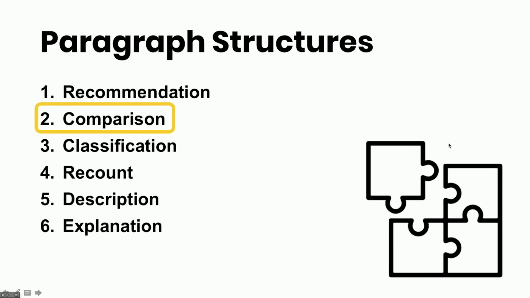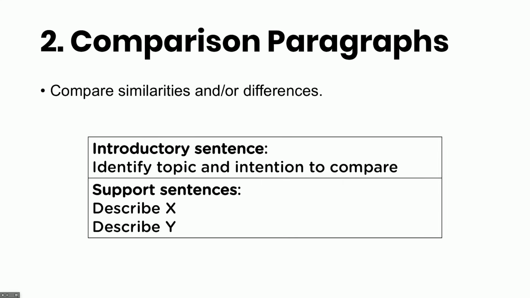Let's now look at another one. Let's look at the comparison paragraph. So in a comparison paragraph, you're comparing similarities and/or differences. In the introductory sentence, you should identify the topic and show your intention to compare something. And in your support sentences, you'll describe X and then you'll describe Y. Okay, Y is the thing that's being compared.